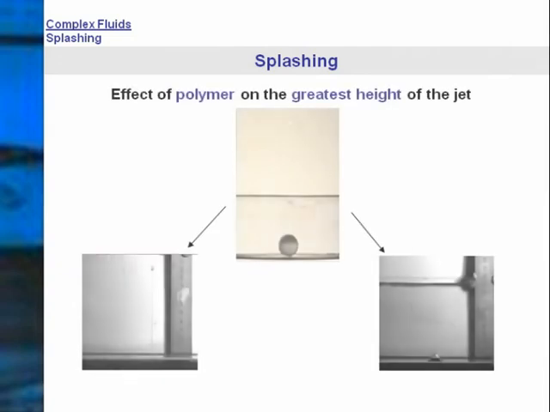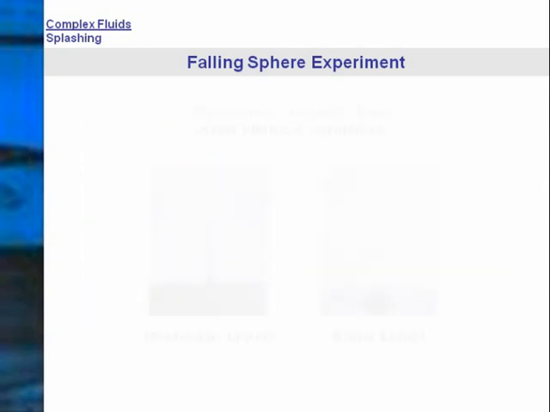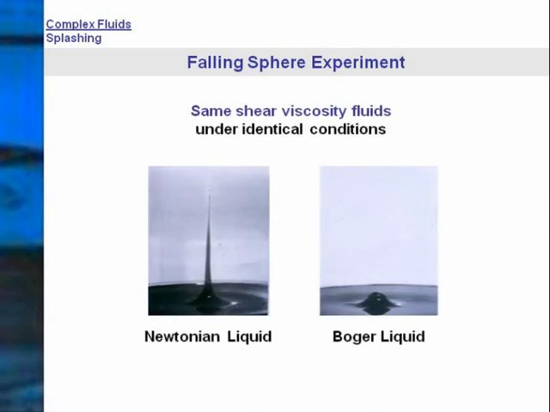In the first sequence, we show that this height is dramatically reduced when polymer concentrations as low as 10 parts per million are added to the Newtonian solvent. Here, the polymer is polyacrylamide. The stills for Newtonian and Boger fluids of the same shear viscosity falling under identical conditions tell the same story.